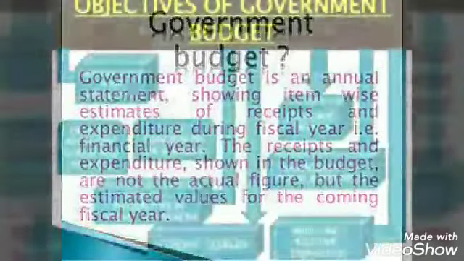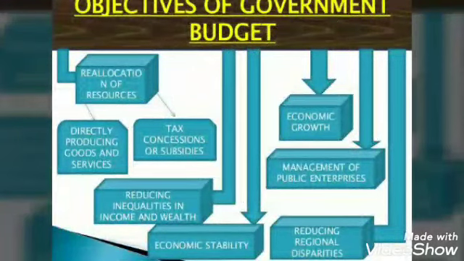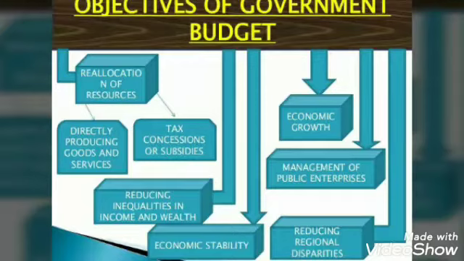Well, now, what are objectives of government budget? Children, there are different objectives of government budget which have been kept while preparing a budget so that these objectives could be achieved. So if we talk about these objectives, the first one goes with the GDP growth.